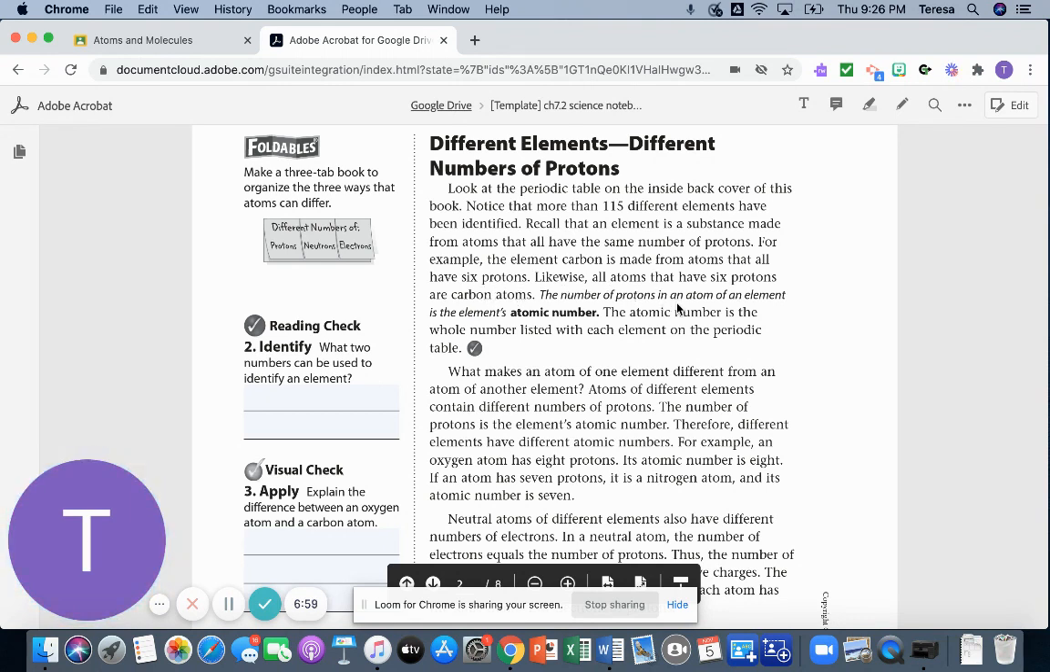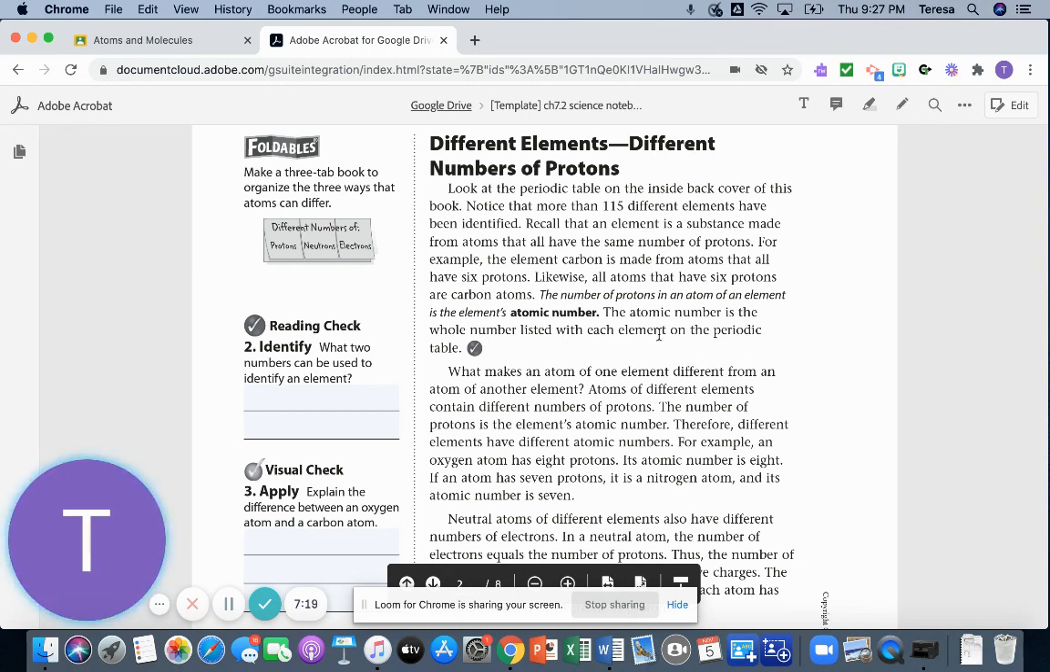The number of protons in an atom of an element is the element's atomic number. The atomic number is the whole number listed with each element on the periodic table. So it says, identify: what 2 numbers can be used to identify an element?